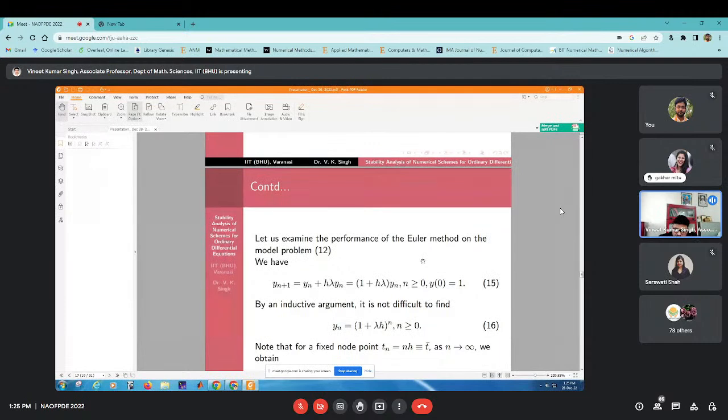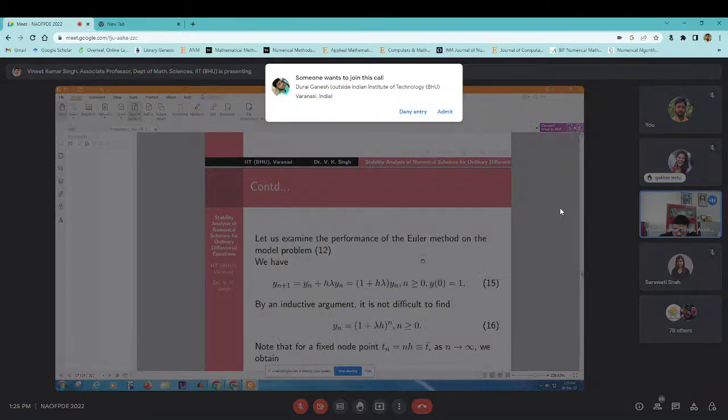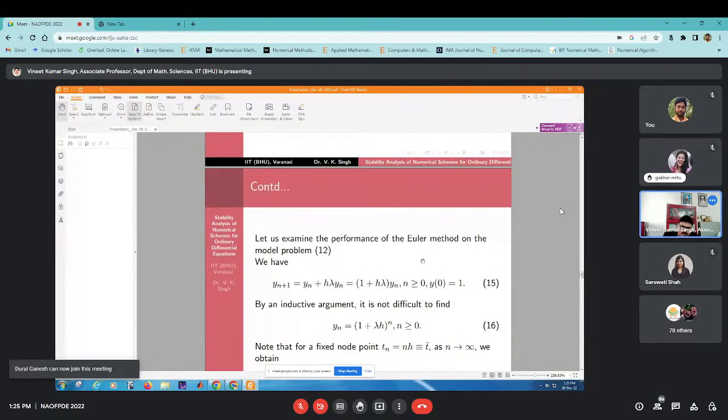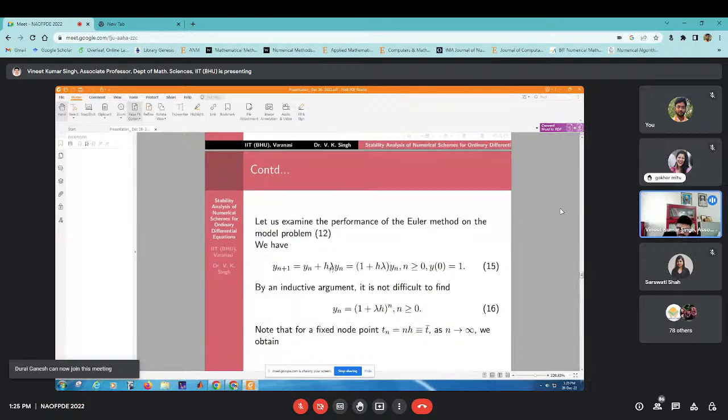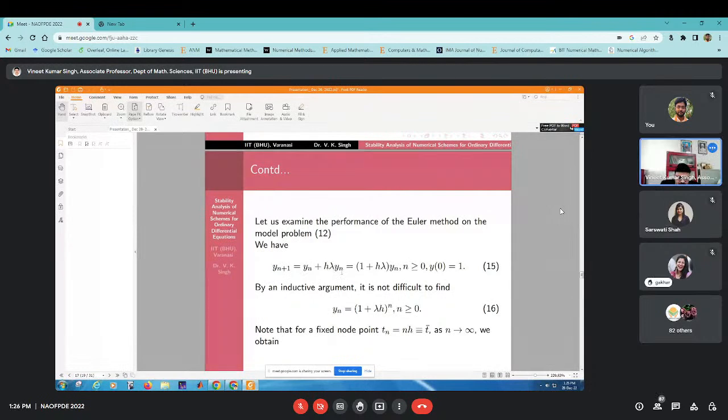I have taken the same model, equation number 12, and I have designed the Euler method for the given model 12. Through this I received the solution in the form of Yn, and Yn is (1 + λs)^n. You know how to implement the Euler method for an initial value problem. The Euler method is Yn+1 = Yn + sλYn. So I finally received Yn+1 = (1 + sλ)Yn, when n is greater than 0, and y0 is 1.